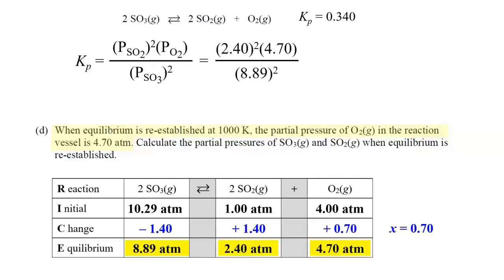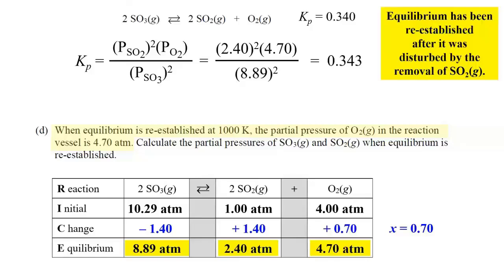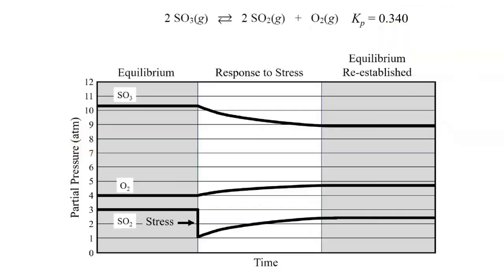So when you do that math on your calculator, you hope that you get a number that's pretty close to 0.34, and in fact, we do. 0.343, that's pretty close. So we're satisfied that yes, equilibrium has been reestablished after it was disturbed, this time by the removal of SO2. Let's take a look graphically at what happened.